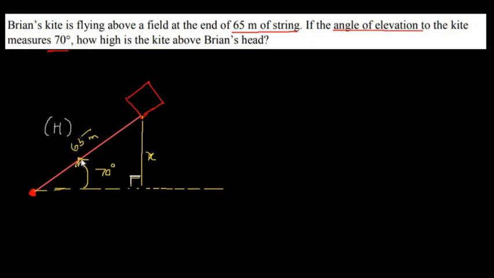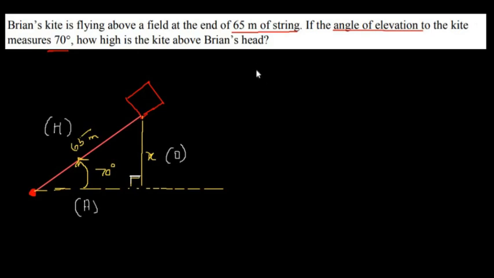The next side which we mark is the opposite, and the opposite side is always opposite to the angle of concern. Here the angle given is 70, and opposite to that is our x. So this is our opposite side, and the remaining unmarked side can be marked as adjacent. After marking the hypotenuse, opposite and adjacent, next comes the calculation.